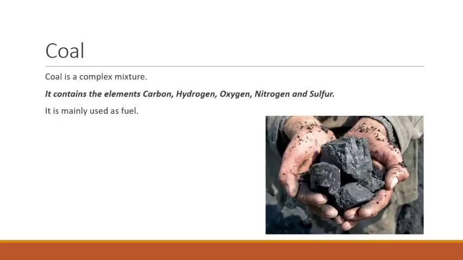We're going to start with coal, one of the oldest fuels used. It is a complex mixture, so it is formed of different elements. The main elements present in coal are carbon, hydrogen, oxygen, nitrogen, and sulfur. So we need to memorize these elements present in coal. Its main purpose is to be used as fuel to produce energy.